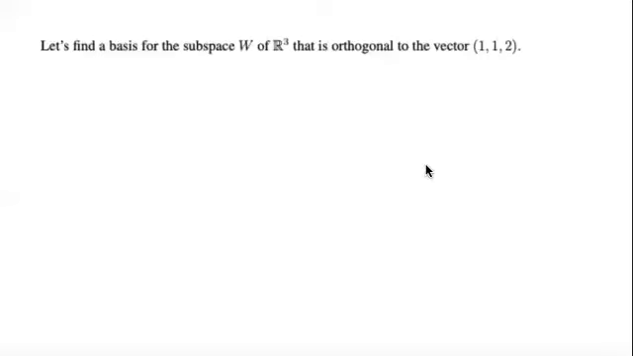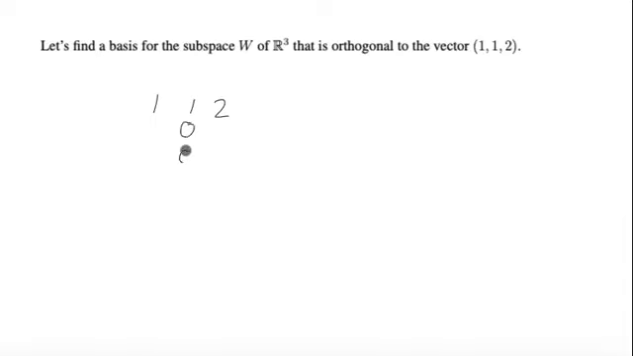Let's now use the same technique to find a basis for the orthogonal complement of the span of this vector right here, 1, 1, 2. How would we do that? It's the same idea. It's just one vector, so we think of it as a row. It's already even in reduced row echelon form.